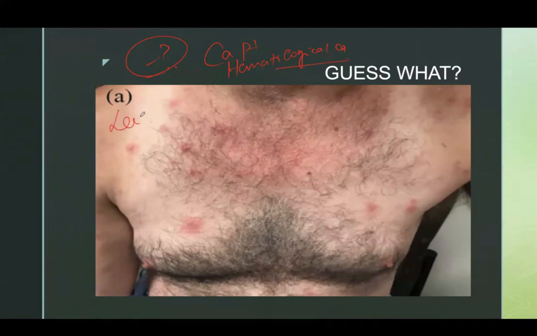This is something called leukemia cutis, leukemic infiltration into the skin. Cutaneous T cell lymphoma is slightly different. It's called Sézary syndrome, which we will see some other time when we are dealing with dermatology. This is called leukemia cutis in a leukemic patient. It can occur in any hematological malignancy, especially in leukemia patients.